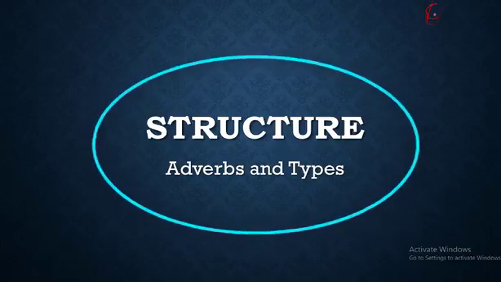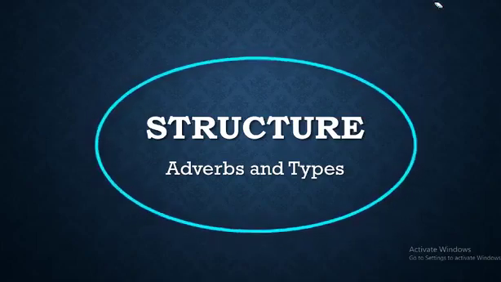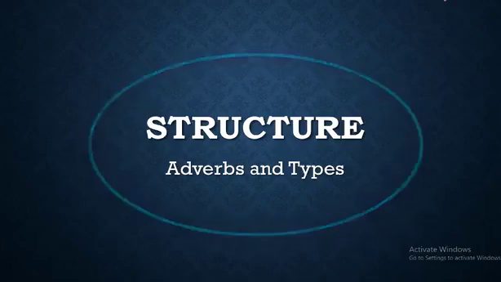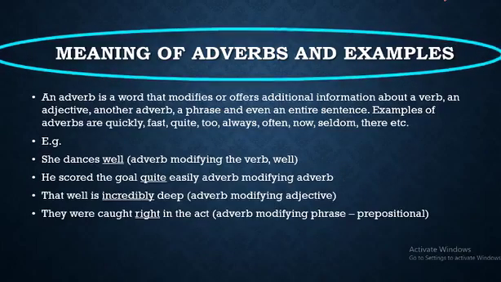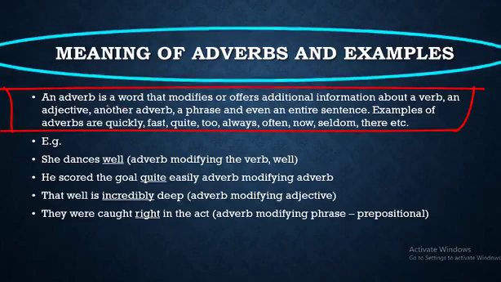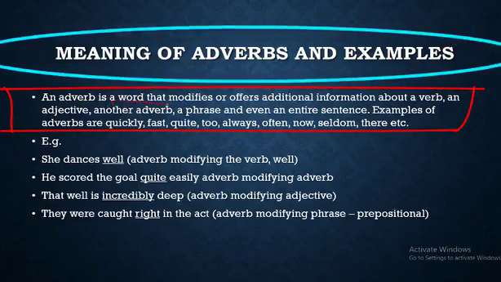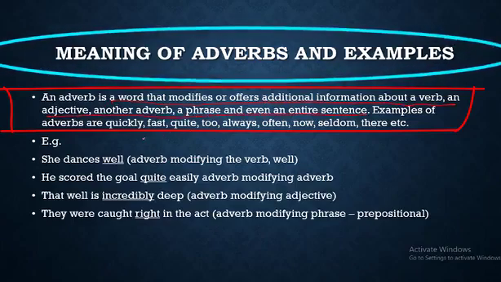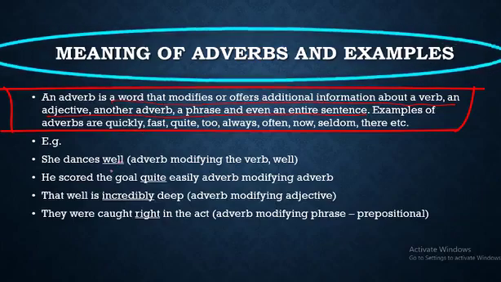What are adverbs? Adverbs are words that are used to modify a verb, an adjective, or another adverb. It's a word that modifies or gives additional information. That's what modifiers do. It gives us additional information about a verb, an adjective, another adverb, a phrase, or even an entire sentence. So that is what an adverb really is.